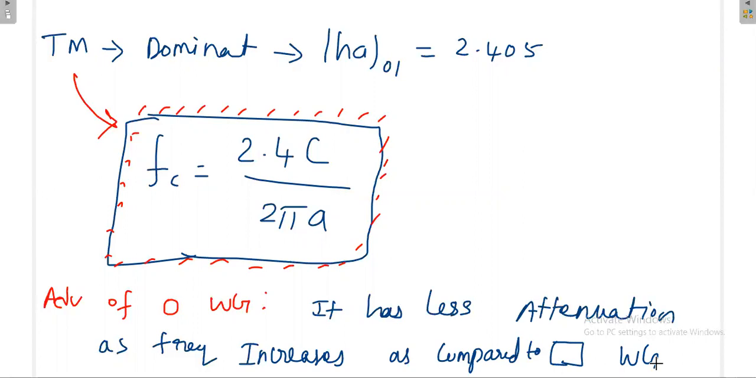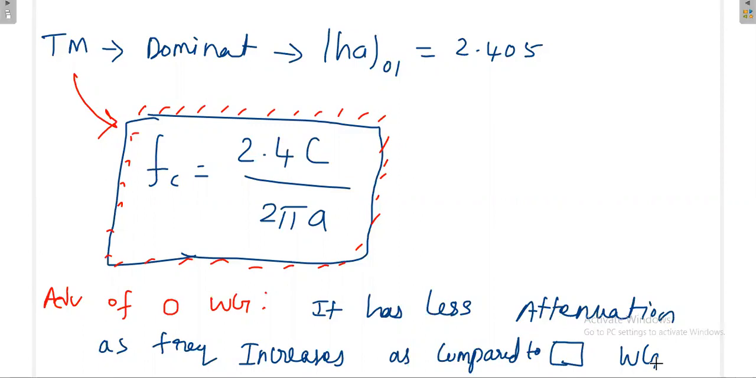See what happens. Suppose you are at some high frequencies, and you have an option to use either circular waveguide or rectangular waveguide. Then which one will give you less attenuation? Very clearly, the circular waveguide will give you very little attenuation. That's why when you go for very high frequencies, instead of rectangular waveguide, you can use the circular waveguide. This is one advantage of the circular waveguide.